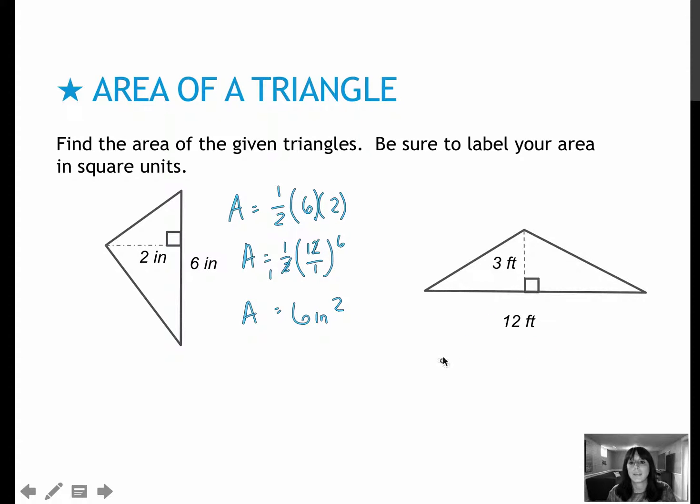And for my second example, 1/2 times base times height. Again, I can choose the order in which I multiply. If I wanted to go ahead and take 1/2 times 12, remember 1/2 times 12 is just half of 12, so that's 6. 6 times 3 is 18. So when we're multiplying with fractions, you multiply by the top and you divide by the bottom. So I would get 18, and of course this is in feet, and so my answer would be 18 square feet.